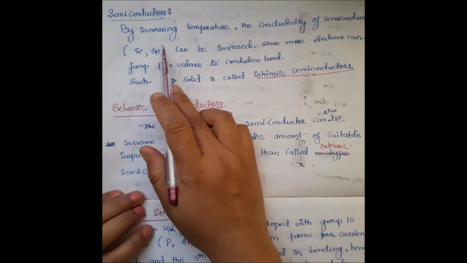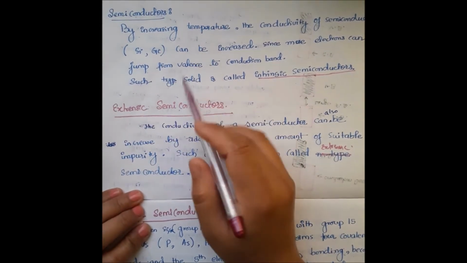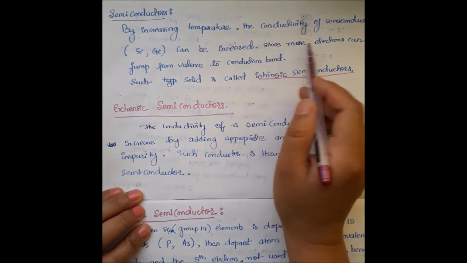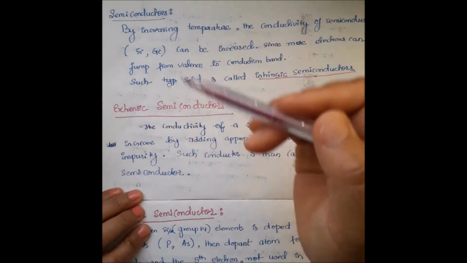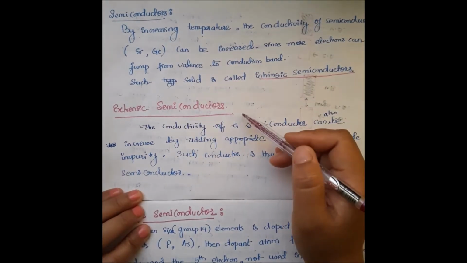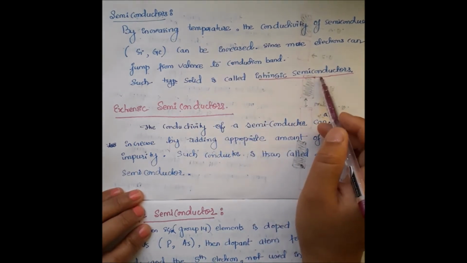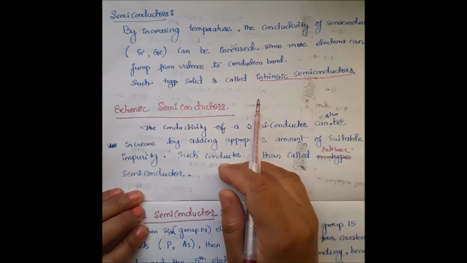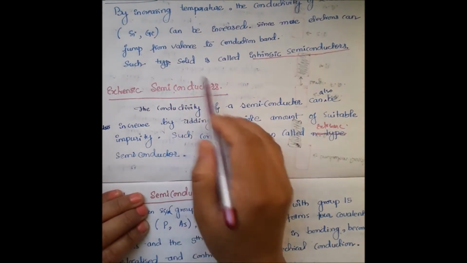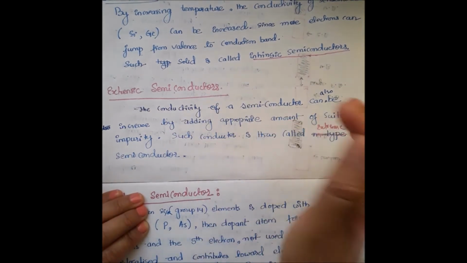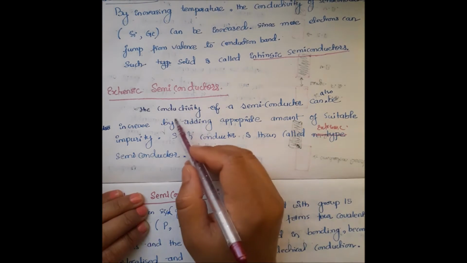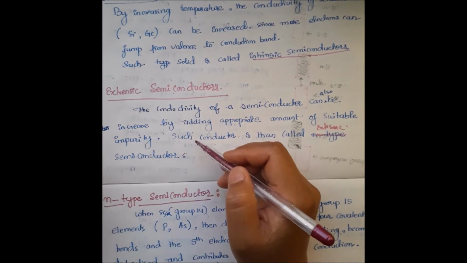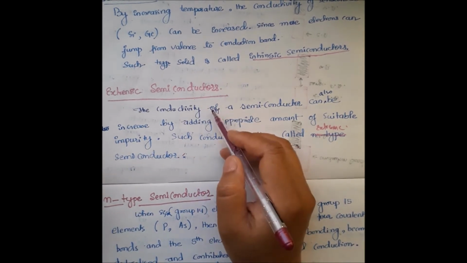Now, the conductivity of semiconductors can be increased by increasing the temperature. After increasing the temperature, more electrons can jump from the valence band to the conduction band. Such a solid is called an intrinsic semiconductor. The conductivity of a semiconductor can also be increased by doping. Doping means adding some appropriate amount of impurity. Such a semiconductor is then called an extrinsic semiconductor.